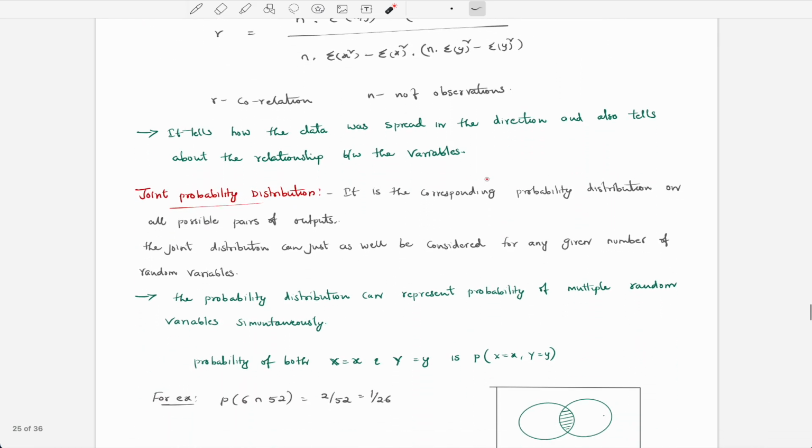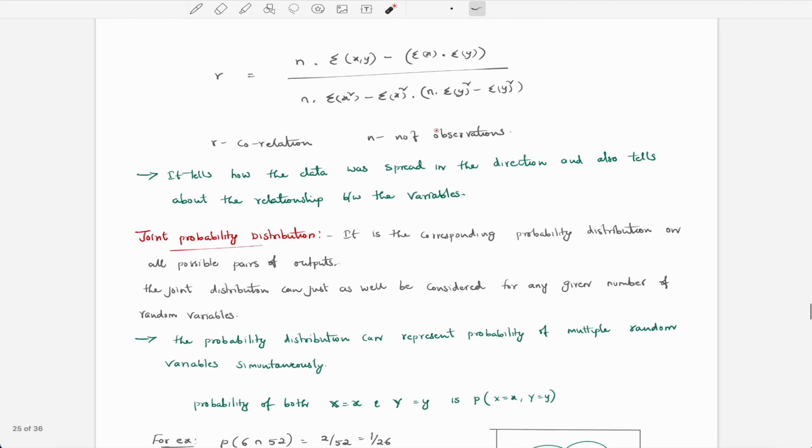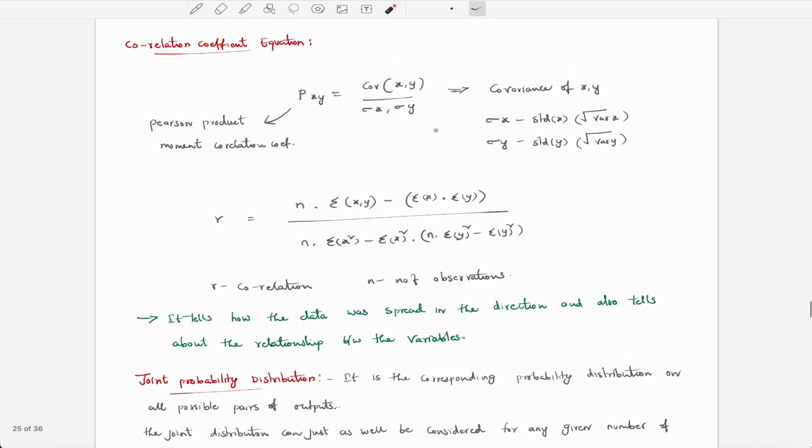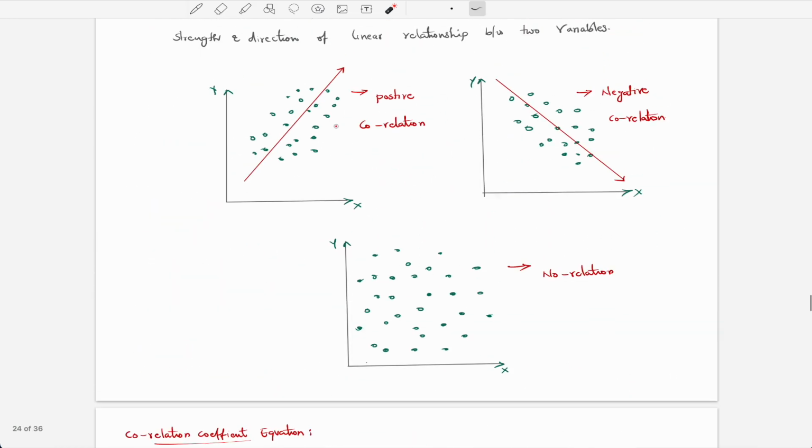Okay, so this r is the correlation. It tells how the data is spread out in this direction, and it also tells about the relationship between those variables. We have seen this, right? So it tells how spread out the data is in that direction, and also tells the relationship between those two variables, right? So I hope you understand this.